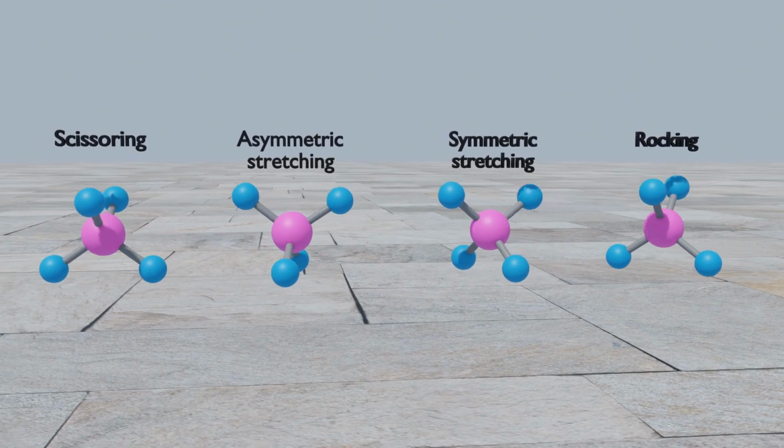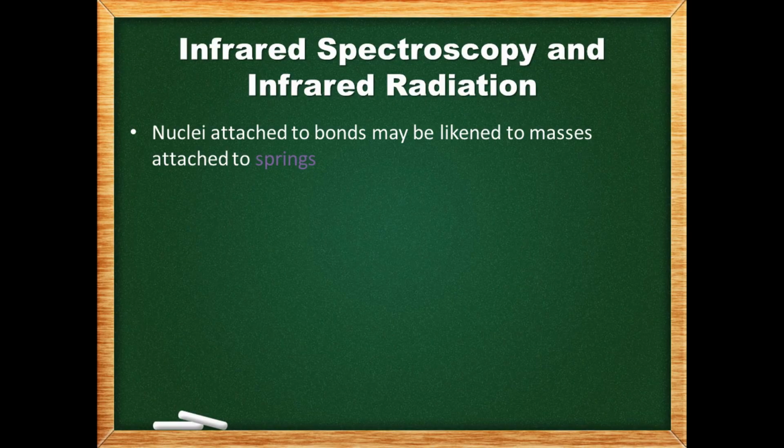Bonds experiencing these forces are undergoing resonance. Nuclei attached to bonds may be likened to masses attached to springs. Strong bonds are like stiff springs and vibrate more rapidly. Heavy nuclei are like heavy masses and vibrate more slowly. However, it's important to realize that this spring bond analogy has limitations because molecular bonds are quantized and can only vibrate with discrete energies.